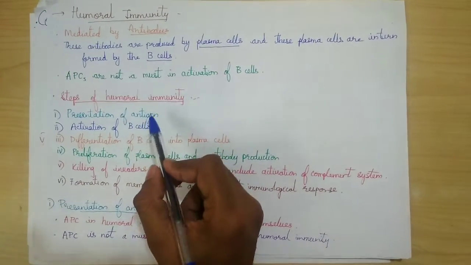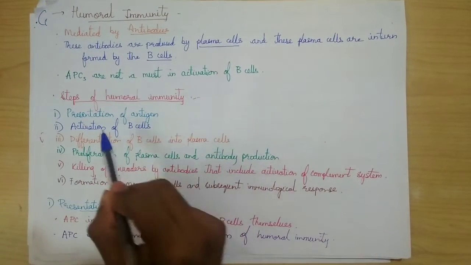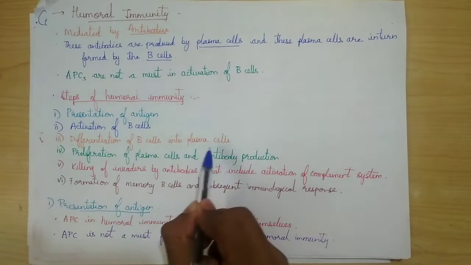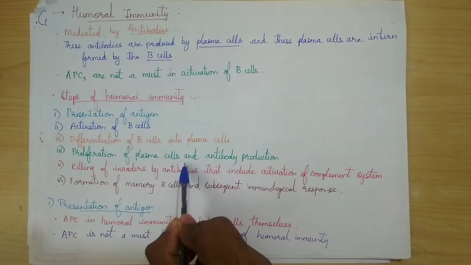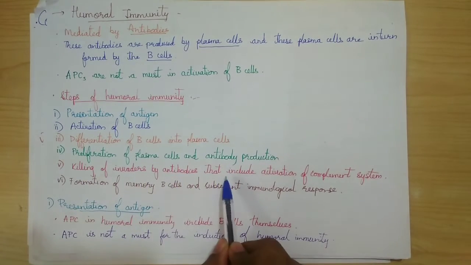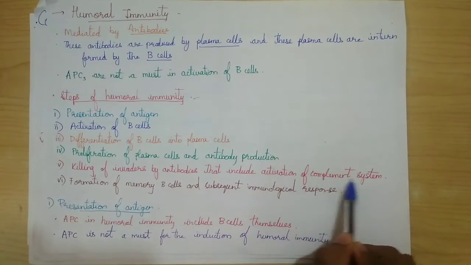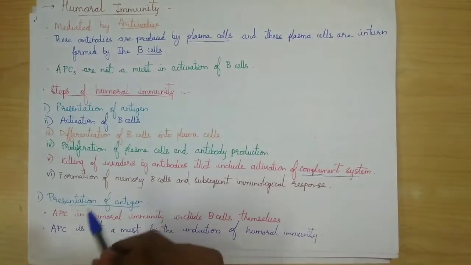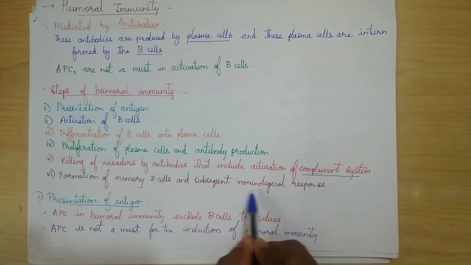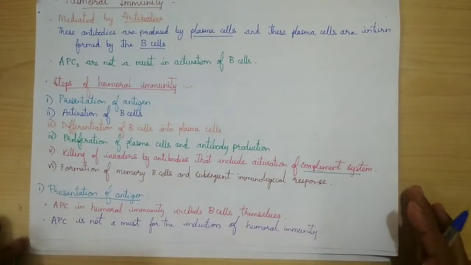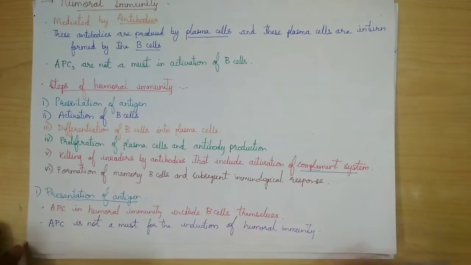Steps of humoral immunity are presentation of antigen, activation of B cells, differentiation of B cells into plasma cells, proliferation of plasma cells and antibody production, killing of invaders by antibodies that include activation of complement system, which I will be talking about in this video, formation of memory B cells and subsequent immunologic response. So now let's talk about the steps one by one.